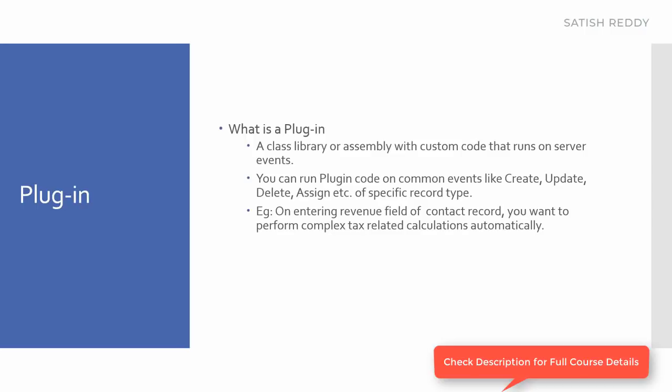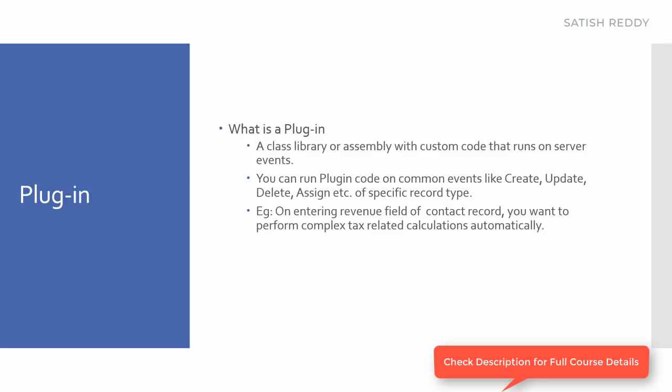So what is a plugin? A plugin is a class library, or you can say a set of classes. When you compile the set of classes, you get something called a DLL file. We also call it an assembly file. A plugin is an assembly file which has some custom code in it, and you are going to register that on some server side event.